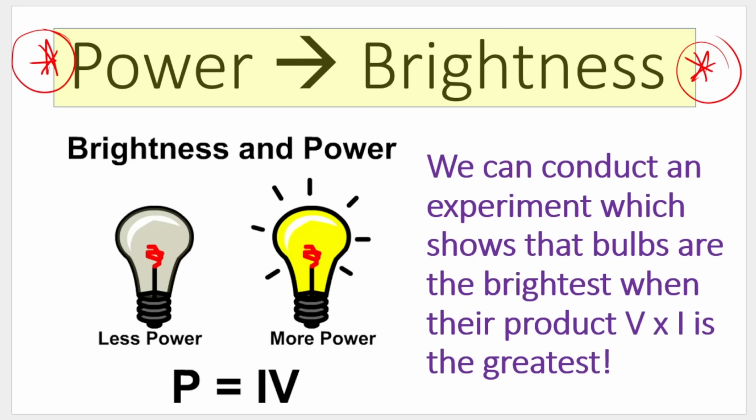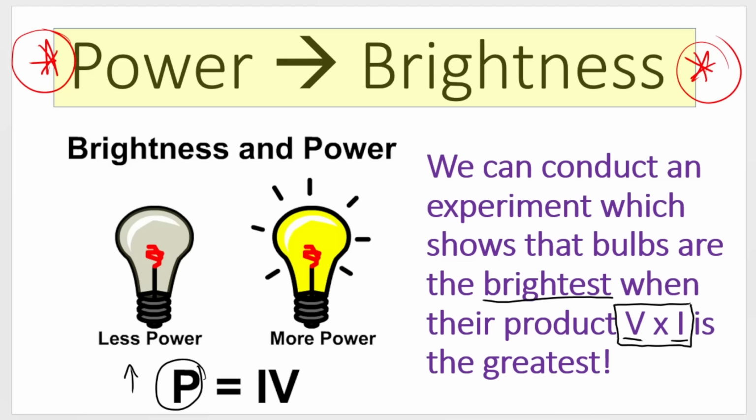It is also very important to take note of the following: brightness and power are linked. We can conduct an experiment that shows that bulbs shine the brightest when their product of V times I is the greatest. Remember, product means multiplication. If you multiply V, voltage or potential difference, with current, you get power. So the higher the power, the brighter, for example, a light bulb would be.